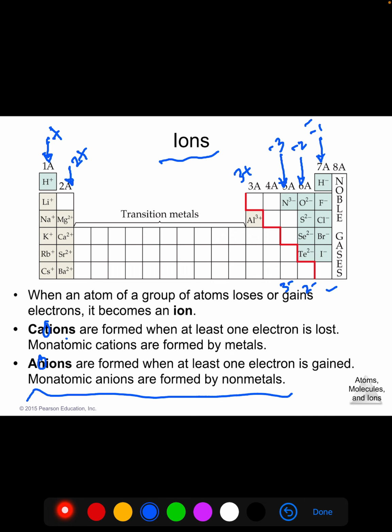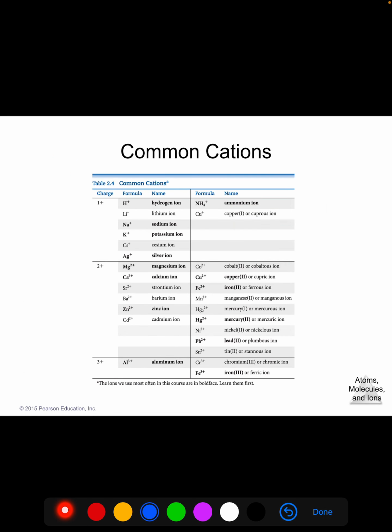So if I write Na for sodium, named after the Latin natrium, the Latin term for sodium, I write sodium with a superscript plus. Again, the 1 is understood. And I know that now I have a charged species of sodium with a +1 charge. Okay, so let's talk about some of these ions.